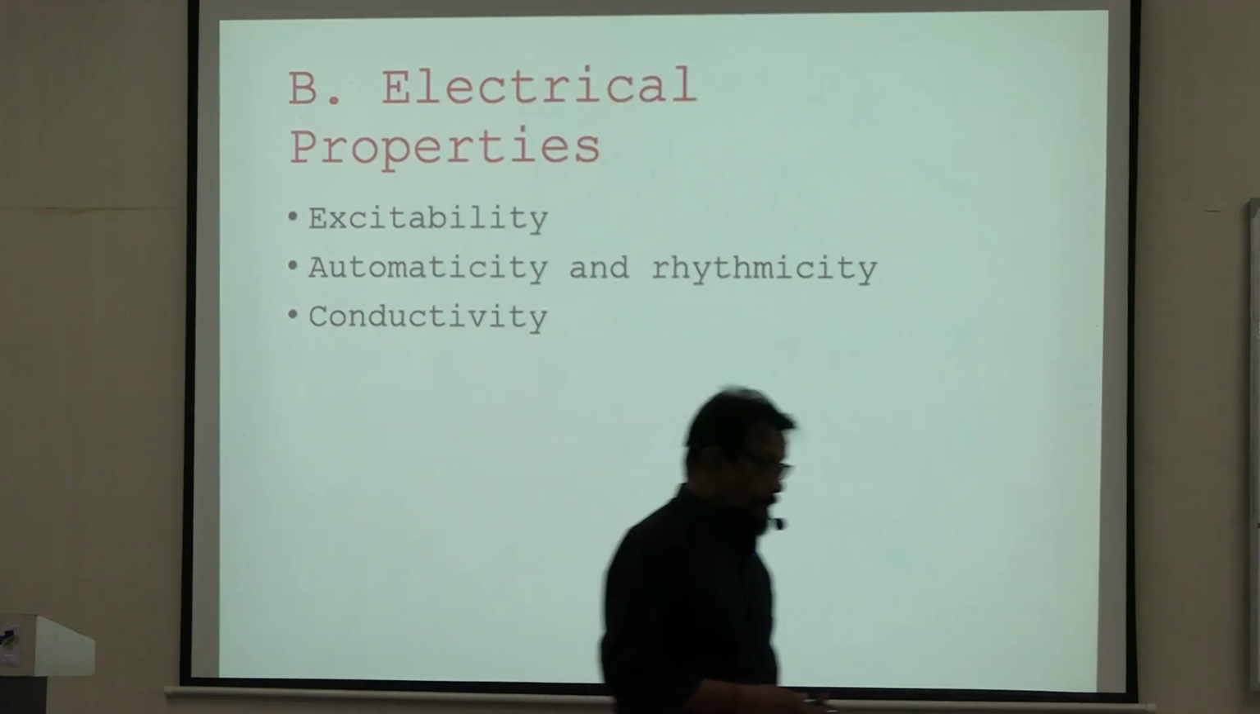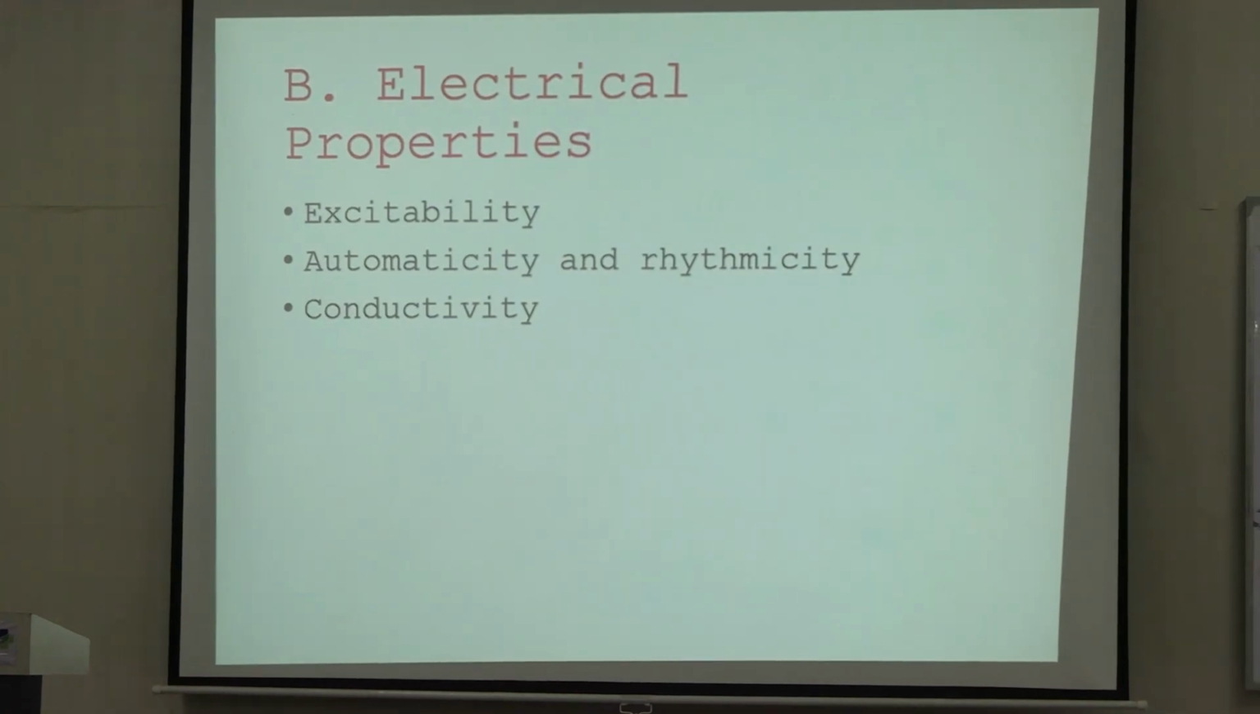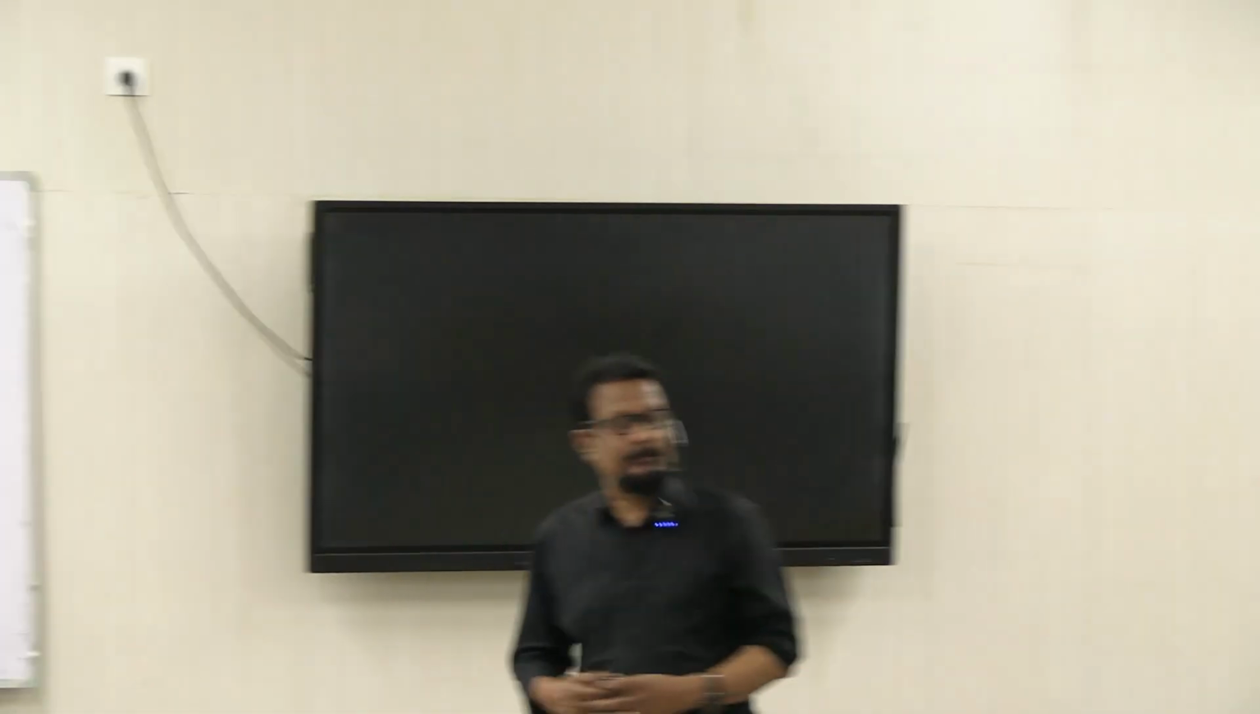Now we will discuss the electrical properties of cardiac muscle. Cardiac muscle has three main electrical properties. One is excitability. What do you mean by excitability? Can anybody tell me? These are not excitable. These are excitable. When we apply a stimulus, what will happen? The cells will respond.